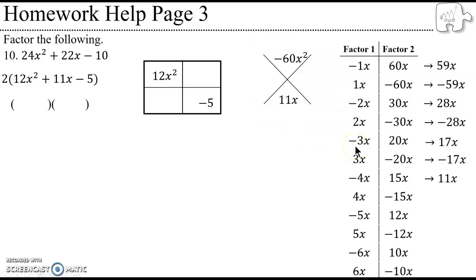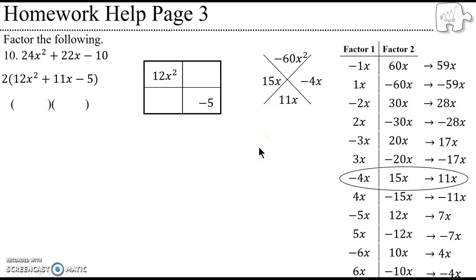So at this point, we don't even need to finish out the rest of the table, because we already found our answer. We could have just gone ahead and put 15x and negative 4x if we wanted. But I'm going to go ahead and finish out the rest of the table. There's the one we wanted. So we drop them in there, 15x and negative 4x, which means we could also put them here. So 15x and negative 4x.